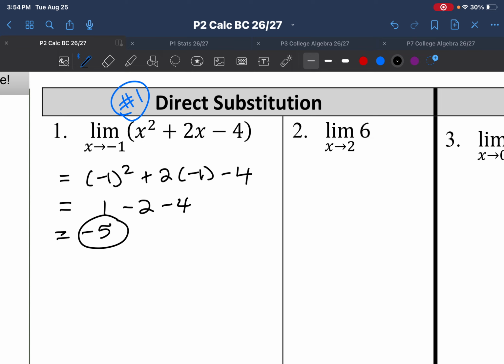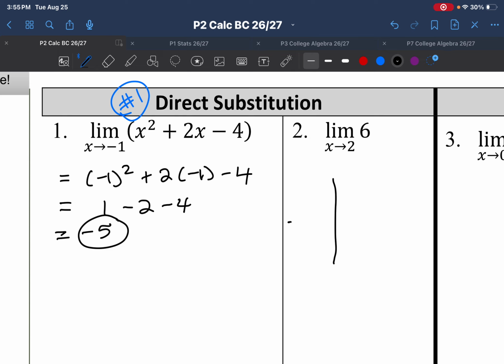Okay, notice when I am going to direct substitution, I don't have to rewrite the limit statement again. I just go and plug it in and get my answer. Okay, same with number 2. Notice that there is no function for me to plug in 2 because this is a constant function of 6.